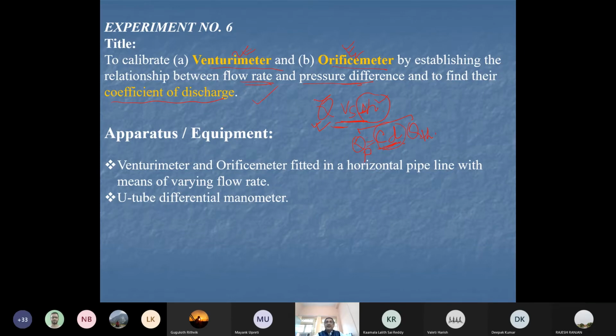We will be using the fitted Venturimeter and Orificemeter in the pipeline. The Venturimeter and Orificemeter are fitted in a horizontal pipeline with a means of varying flow rate, so that for different discharge conditions we can establish this relationship and find out the coefficient of discharge value. To measure the pressure head difference between the throat of the Venturi and the pipeline, and the orifice opening and the pipeline, we are using a mercury U-tube manometer.